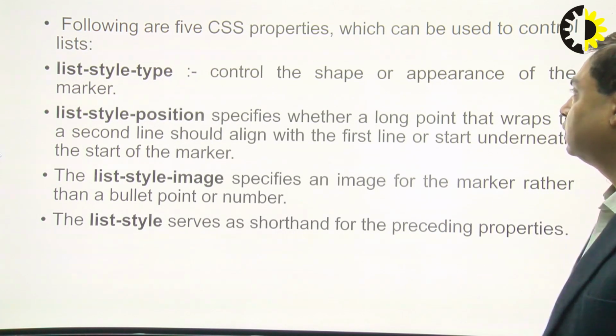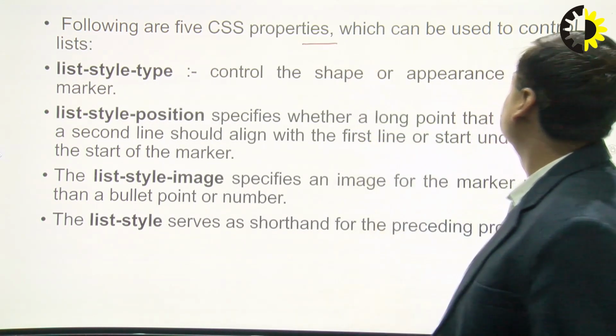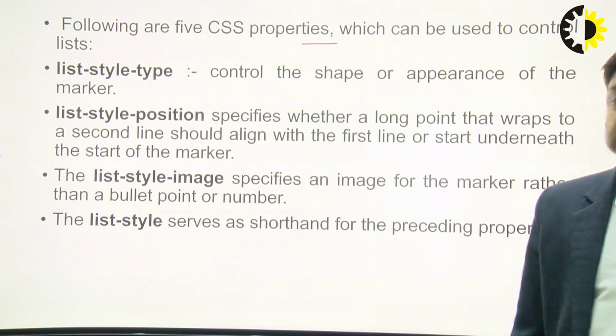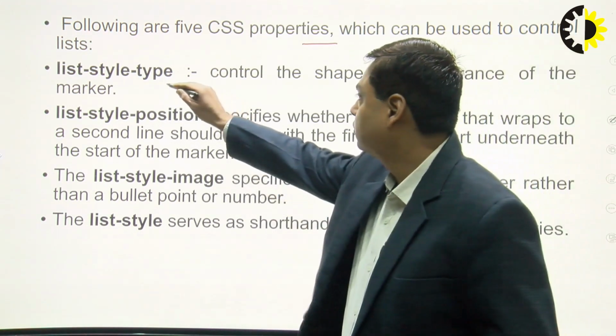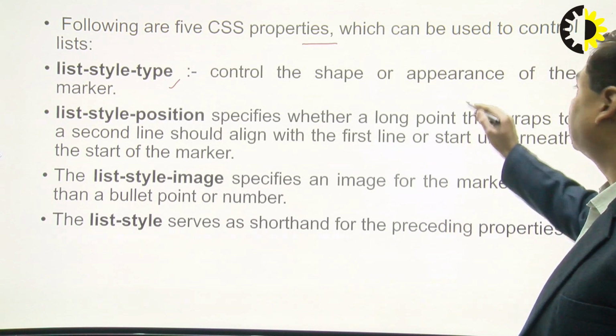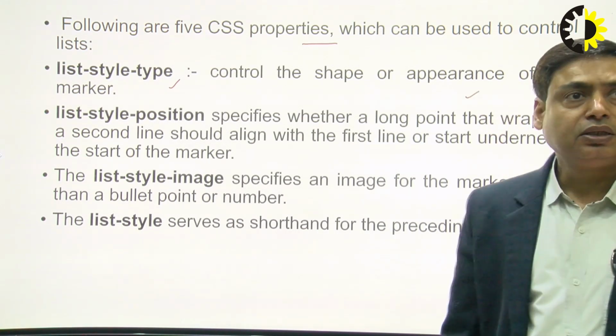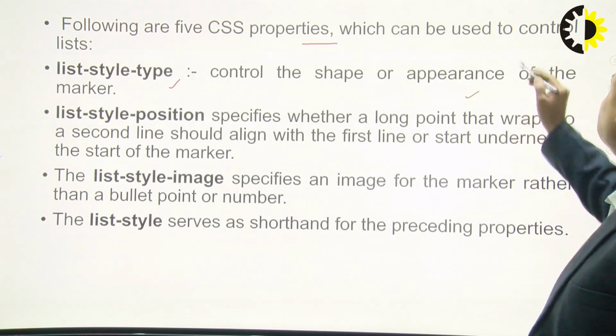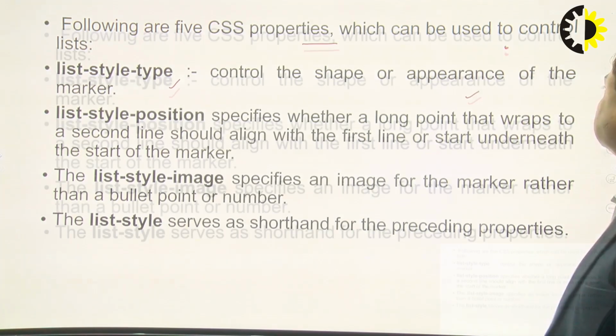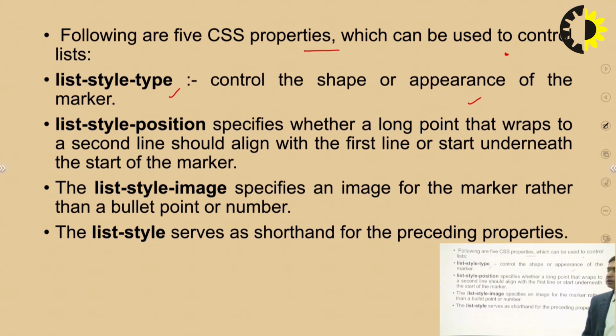Now there are 5 CSS properties which can be used for controlling the list. The first one is list-style-type, and this is used to control the shape and appearance of the marker. Like if you are using the UL list, we have this marker, it is a disk, and you are writing some sentence here, for example, mango. So this is a kind of UL list. To control this marker, we are using list-style-type.